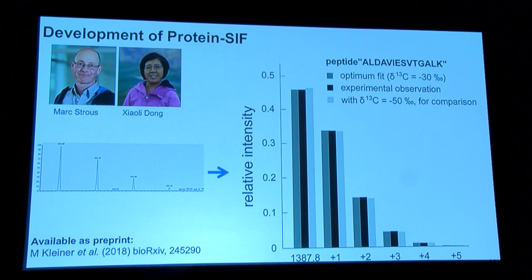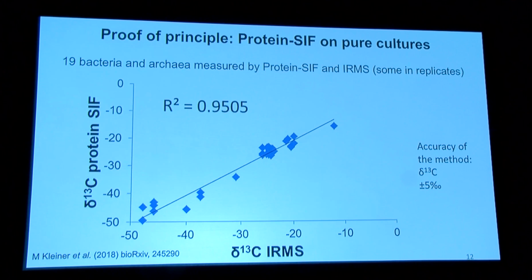Yes, so we developed this approach, and then of course we did some proof of principle. We had to see if it actually really works. So what we did, we used pure cultures of bacteria and archaea, which we then could of course measure with the isotope ratio method, isotope ratio mass spectrometer, which is the gold standard method, and then with our own approach. And we then can compare both measurements against each other, and you see we get a very nice correlation of the two values. So the method really works.